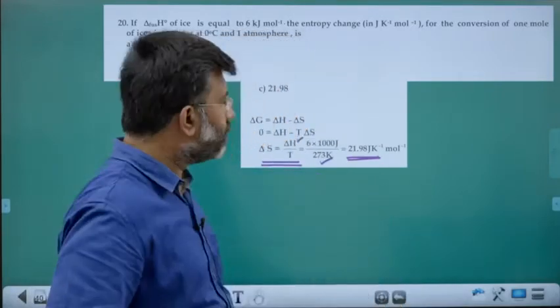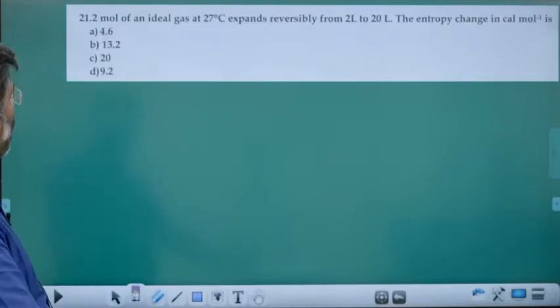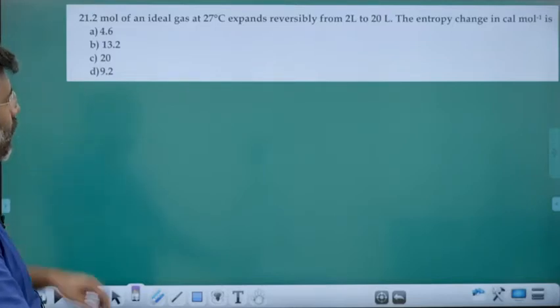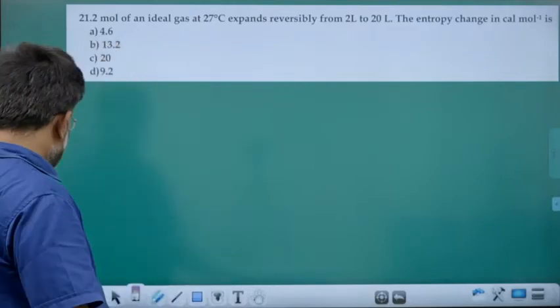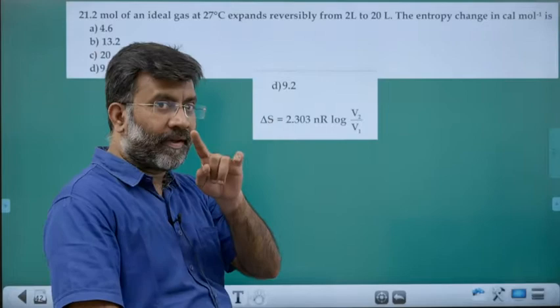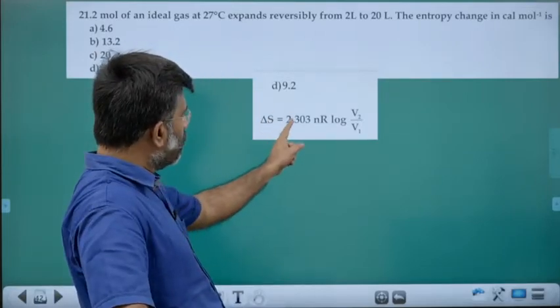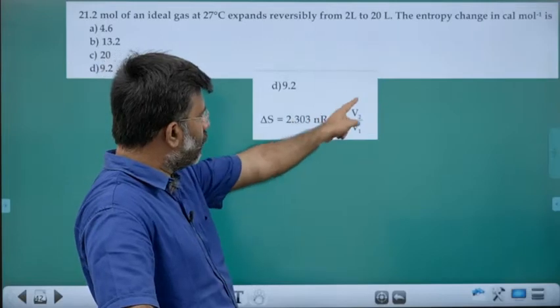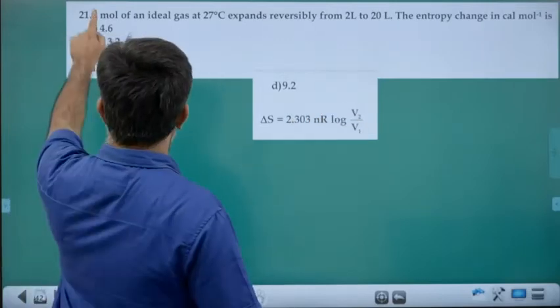Next question. 2 mole ideal gas at 27 degrees Celsius expands reversibly from 2 to 20 liter. Entropy change. Similar question we did already. Delta S is the question. We discussed the formula. Yes. Delta S is equal to 2.303 nR log V final by V initial. We have discussed.